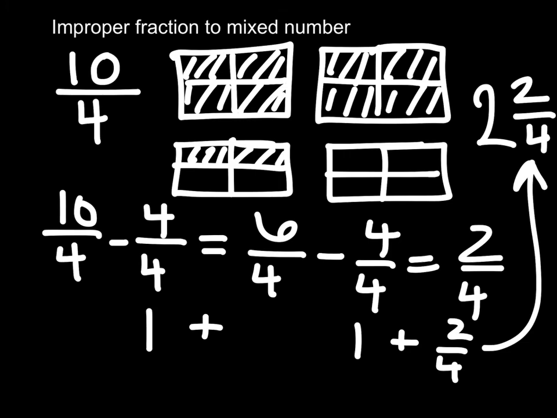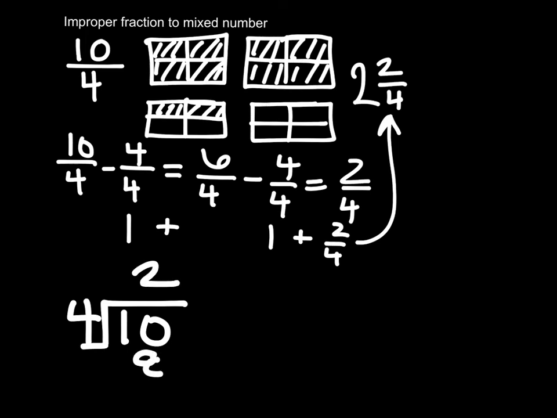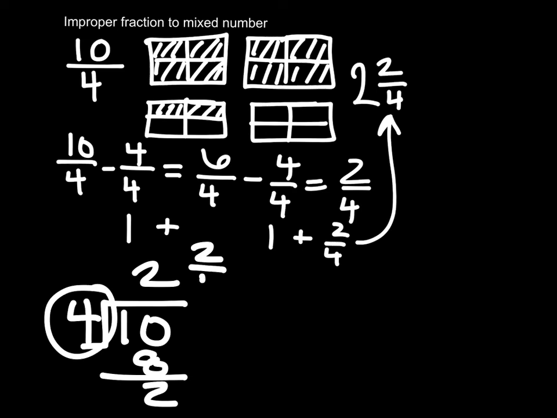Now the other final way that I could do this is I could use long division. I could put 10 on the inside and divide it by 4. How many times does 4 go into 10, or what times 4 gets me close to 10? 4 times 2 is 8. When I subtract it, I'm left with 2. And I bring my 2 up, put it in my numerator, and I take my 4 and put it in my denominator. So I have 2 and 2/4.